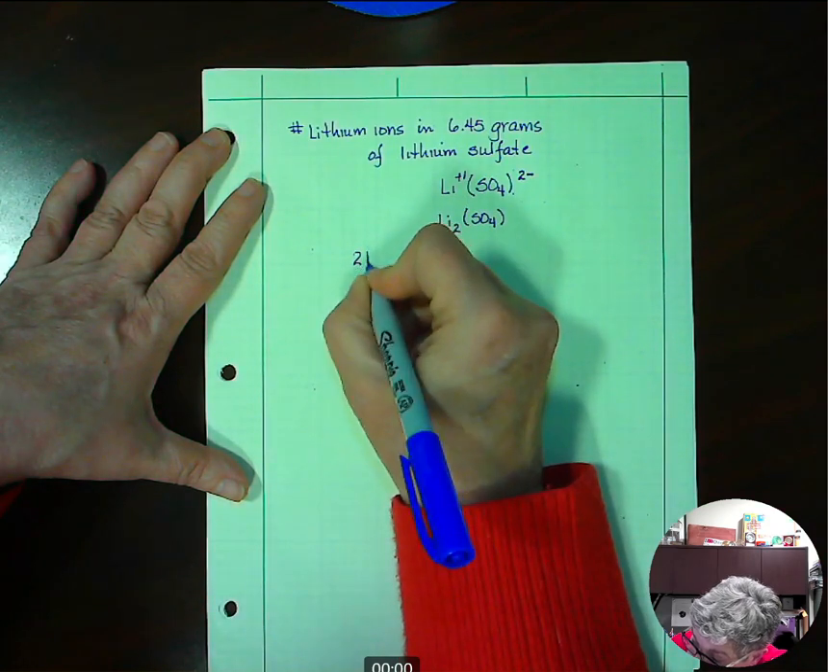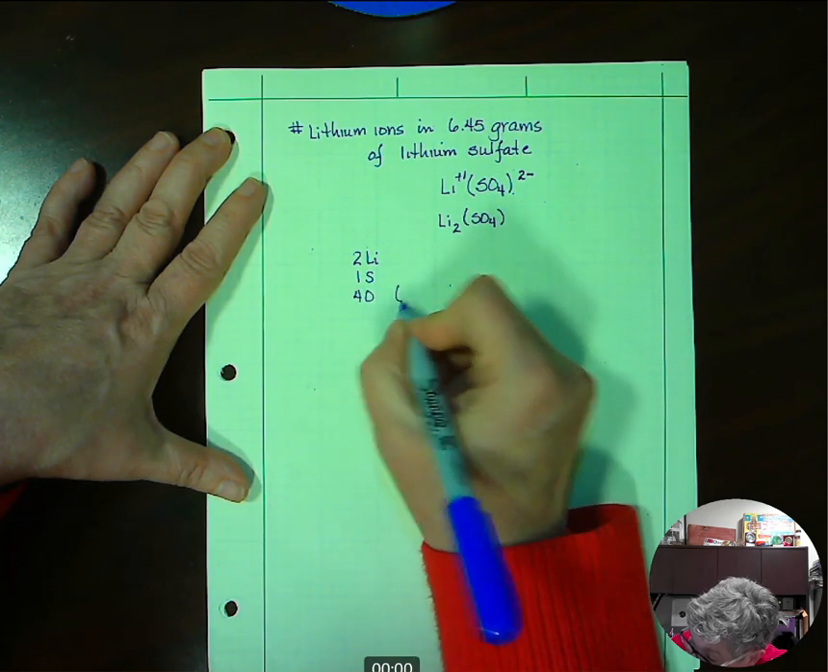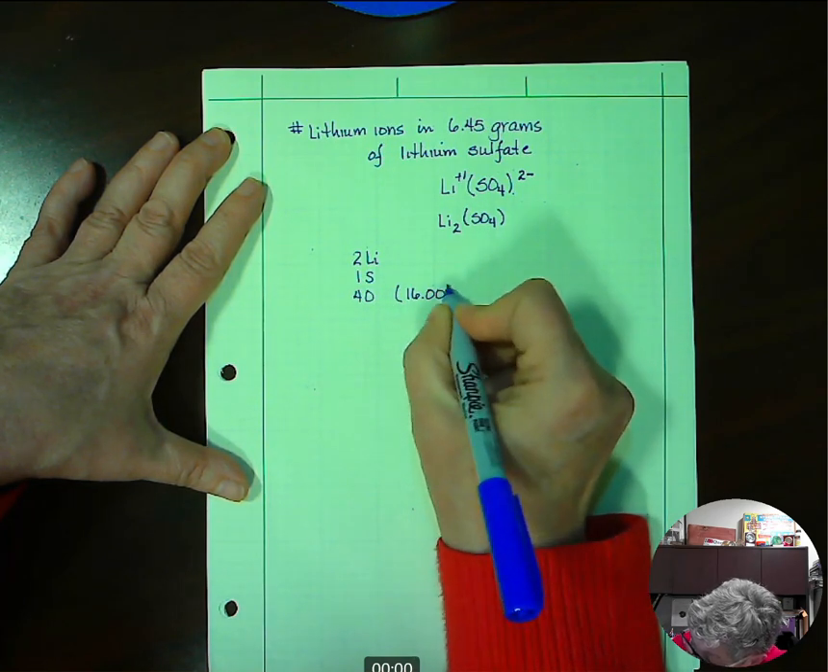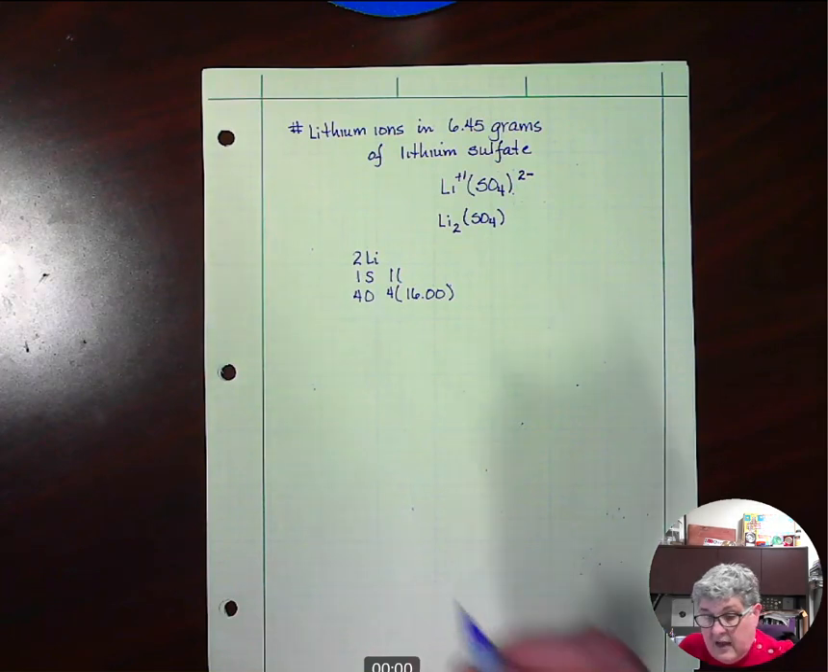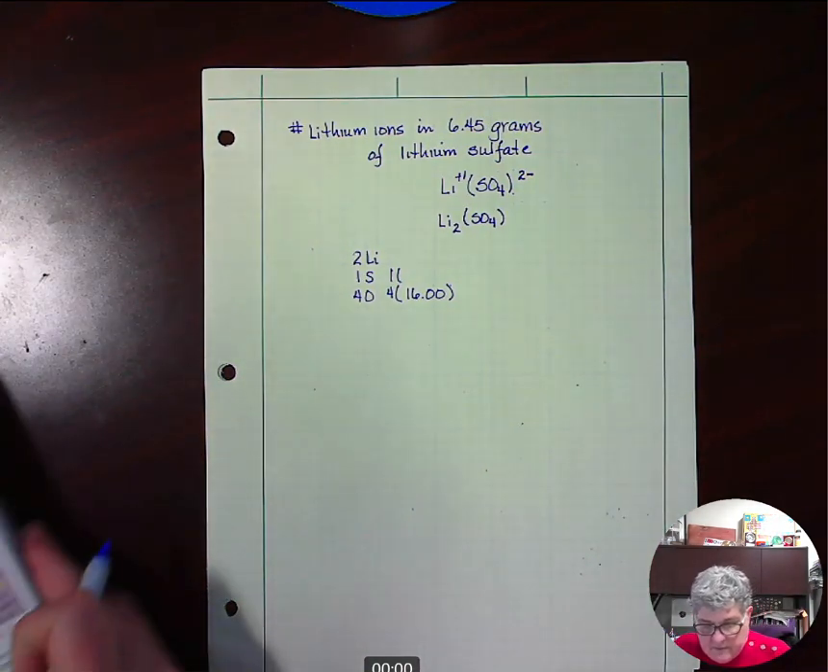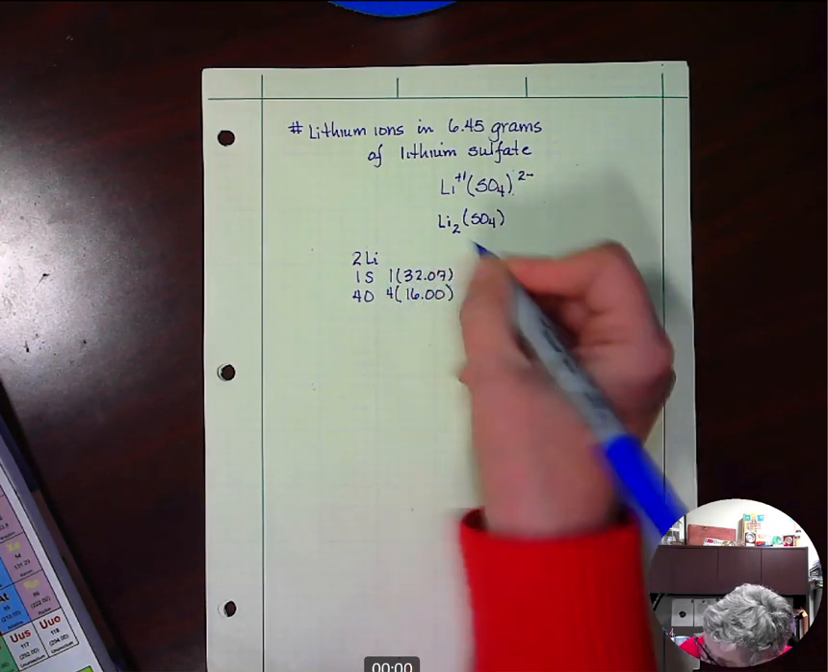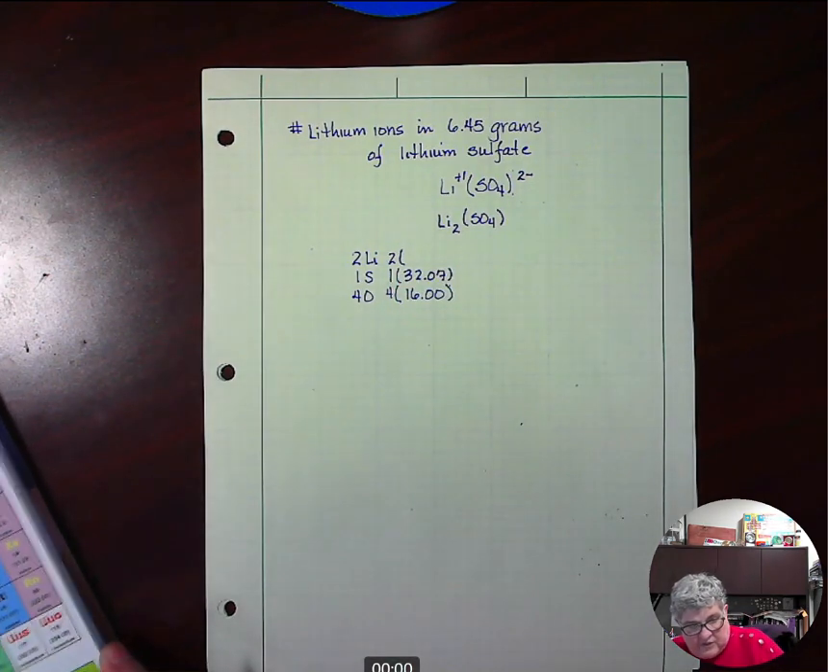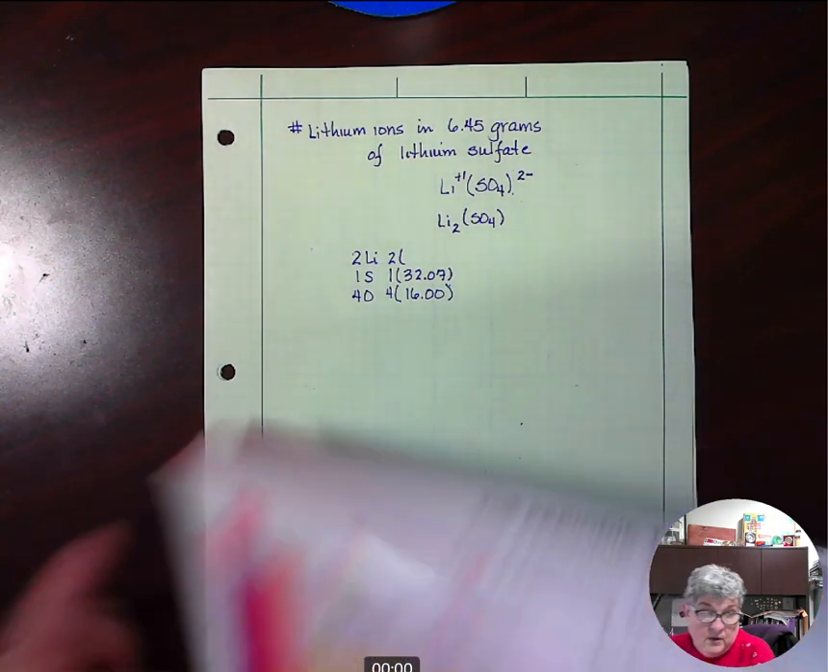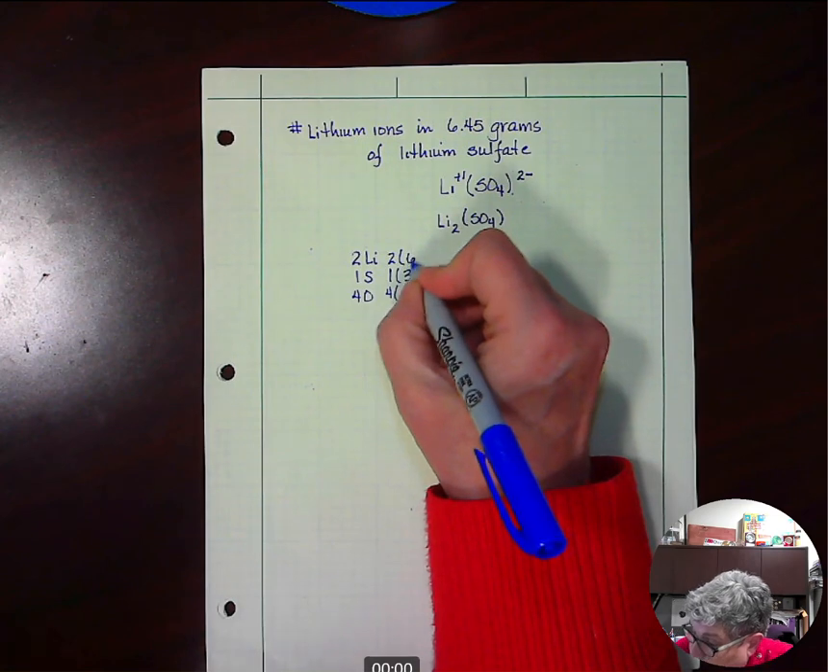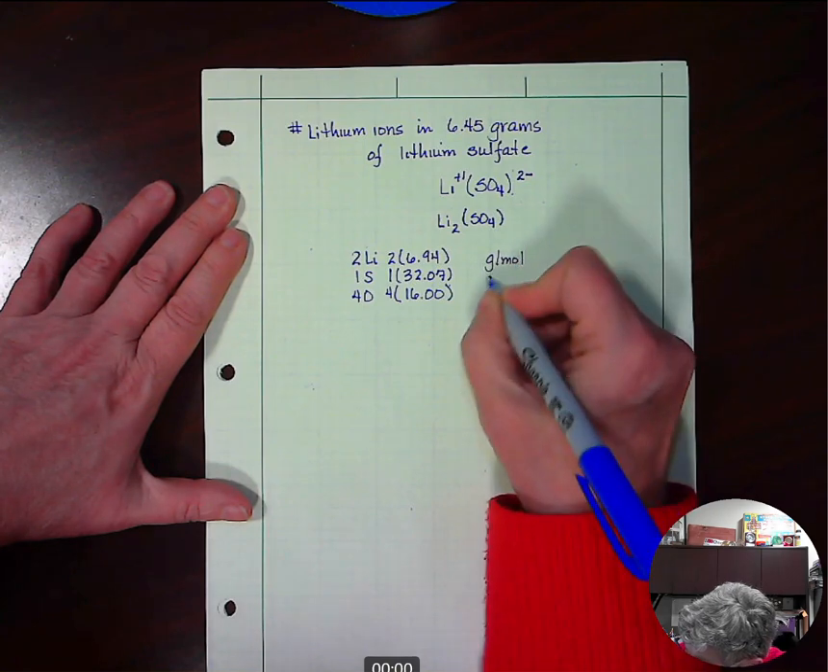So I'm going to have 2 lithiums, I'm going to have 1 sulfur, and I'm going to have 4 oxygens. Now we've seen oxygen before, so we know that that's 16, and I'm going to have 4 of those. I'm going to have 1 sulfur, and I'm going to go back to my periodic table. It's been a little bit since we did sulfur. So let's go back in, and sulfur is going to be 32.07. And then I have 2 lithiums, and I'm going to have to go over here and look at my lithium. And lithium is 6.94. So we're going to write down my 6.94. So there's my lithiums, and remember, these are all in grams per mole.